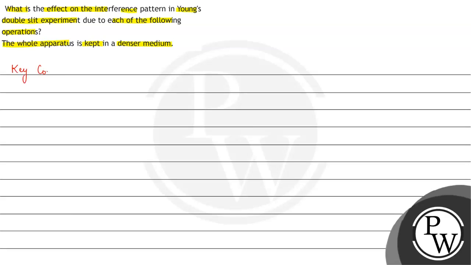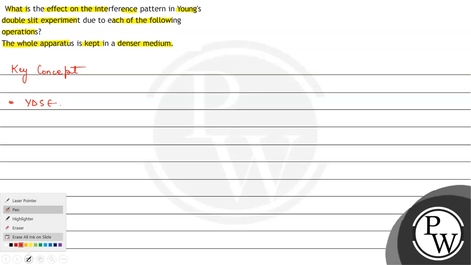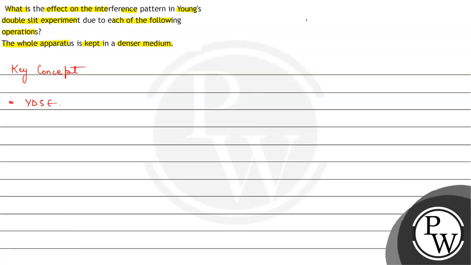So the key concept becomes Young's double slit experiment, also called YDSE. What was Young's double slit experiment? It was that when two open slits of very small size are kept in the path of a plane wavefront, their image is taken at a screen at some distance.